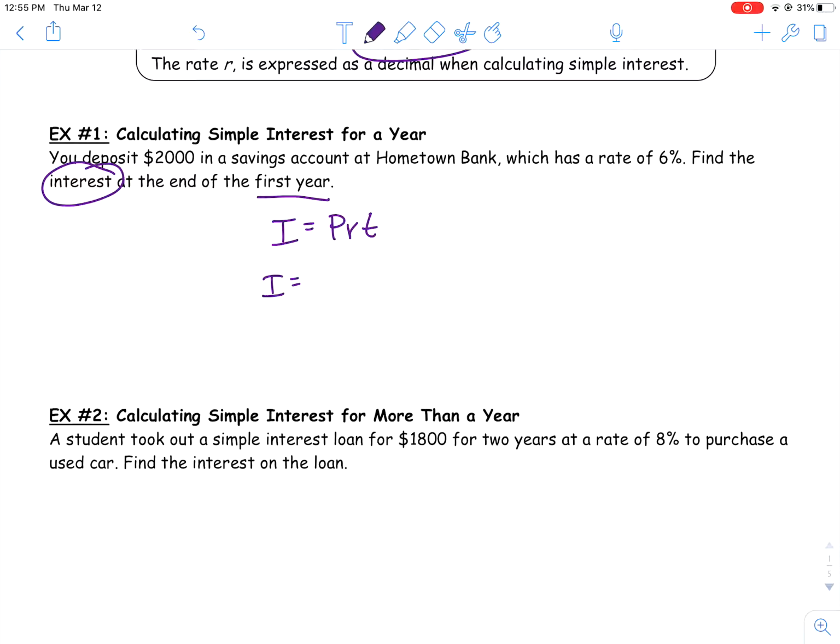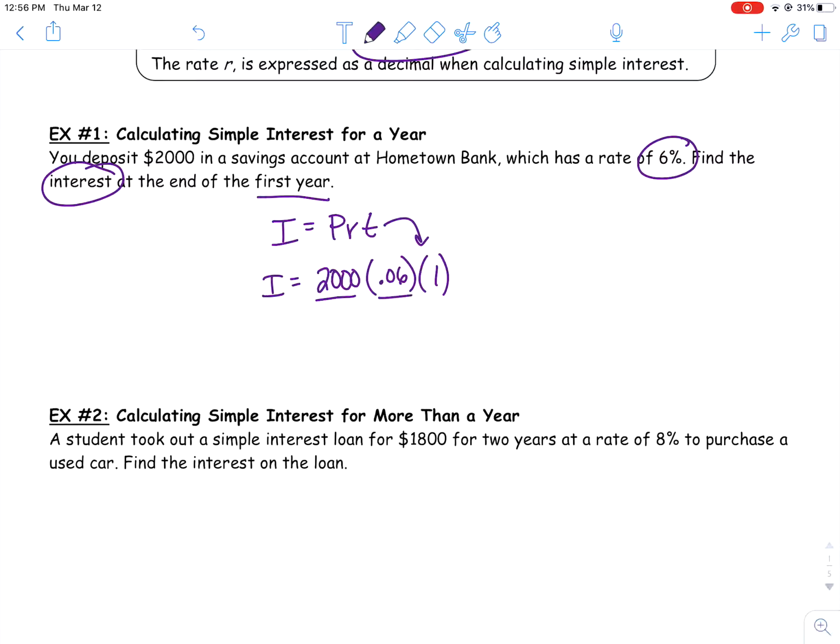Remember, the P is the principal amount, so what was the starting amount that we put in the bank? $2,000. R is the interest rate, so 6%. But remember from the previous lessons, instead of using the number as a percent, we're going to convert that into a decimal version. So what is 6% written as a decimal? 0.06, good. And then T is the time in years. So how long are we going to put this $2,000 in the account for? Well, it says in the example for the first year. So we're going to say 1 for 1 year.